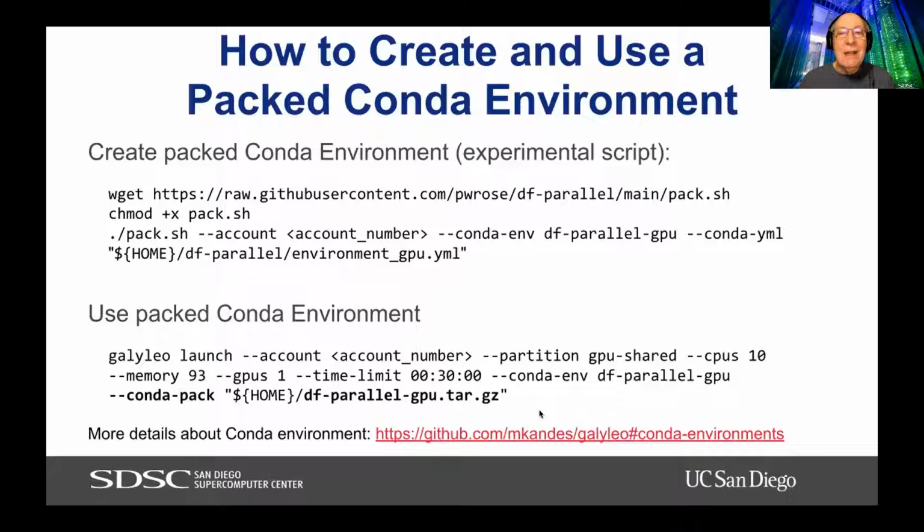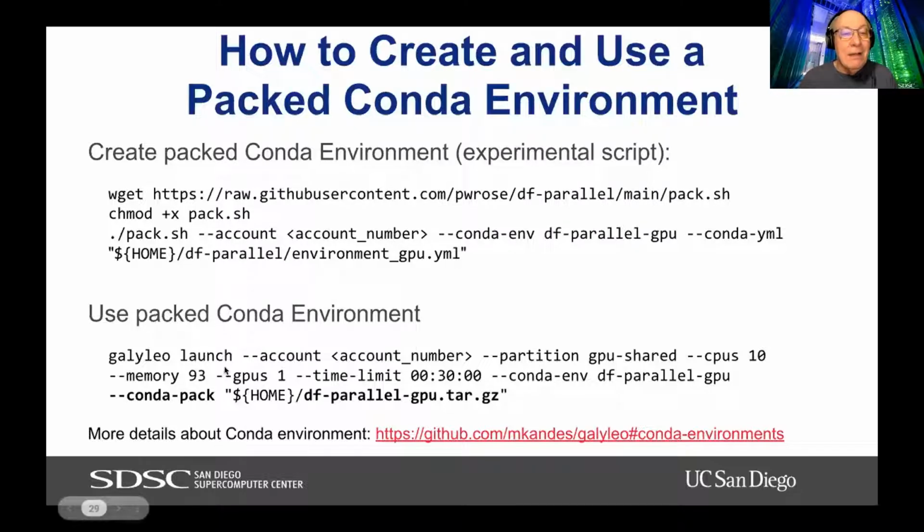Actually, yesterday evening I wrote a small script to make that easier for you. It's a little bit experimental, so it may not always work, but you can download that script with this wget command, make it executable, and then run pack.sh, giving it your account number, the name of the environment, and your environment.yml file, for example this GPU YML file. That will create a packed Conda environment, which you can then reuse. What it creates is a file called, in this case, dfparallel-gpu.tar.gz. So it creates a tarball of your Conda environment.